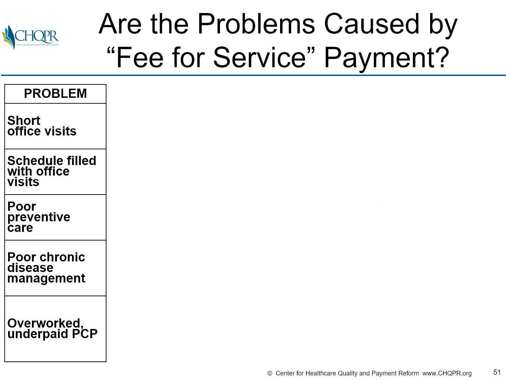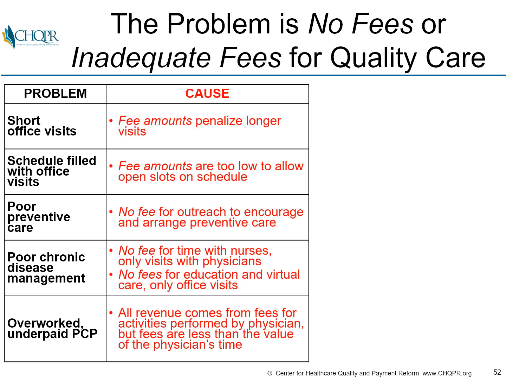Most people blame these problems on the fact that we pay for primary care using a fee-for-service system. But paying fees is not the problem. The problem is that we don't pay any fees at all for many of the services a primary care practice delivers, and the fees we do pay are inadequate. As shown earlier, the amounts paid for visits actually penalize physicians for spending more time with patients. Moreover, fees are only paid for office visits with physicians. There are no fees at all for outreach to patients to encourage and assist them in getting preventive care, and no fees for time spent by nurses educating chronic disease patients about how to manage their condition.